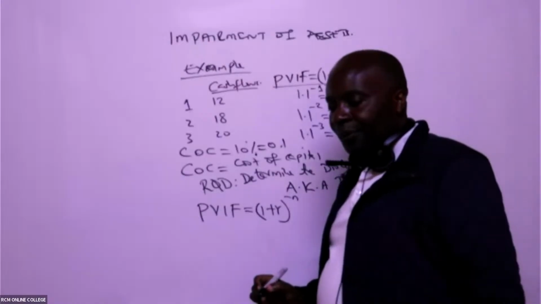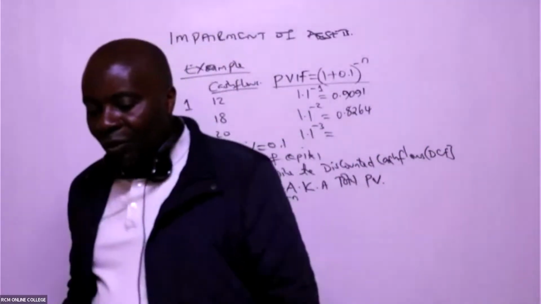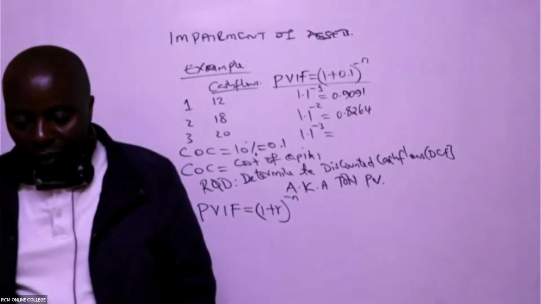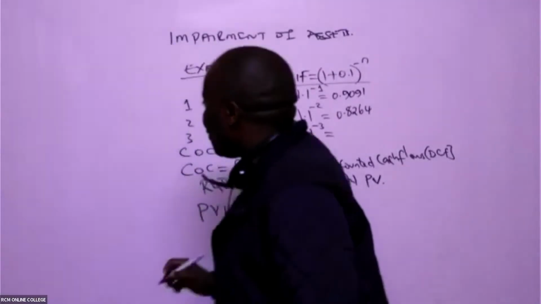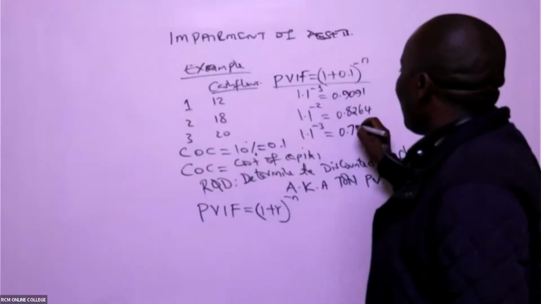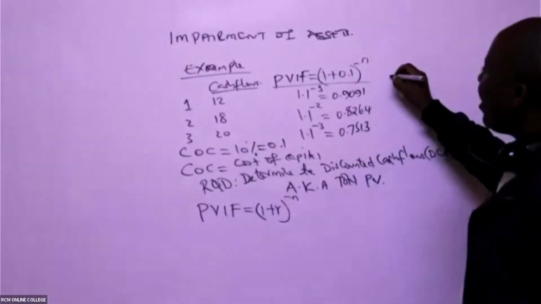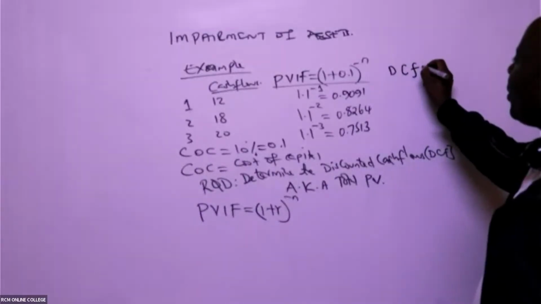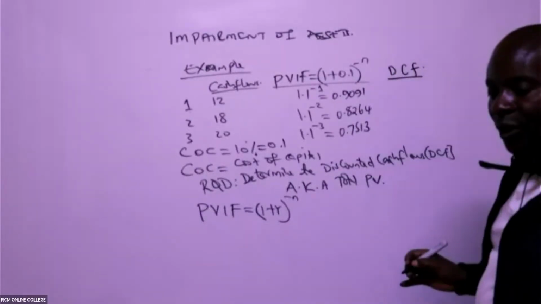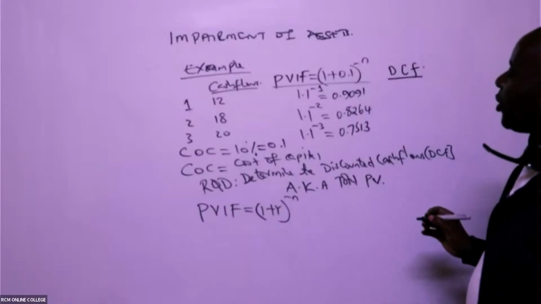0.8264. Everybody should be able to participate. Everybody should be able to ask questions. So we have here 0.7513. Then I need to create the last column where you capture the discounted cash flows.